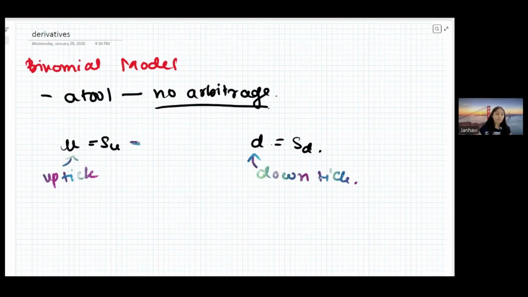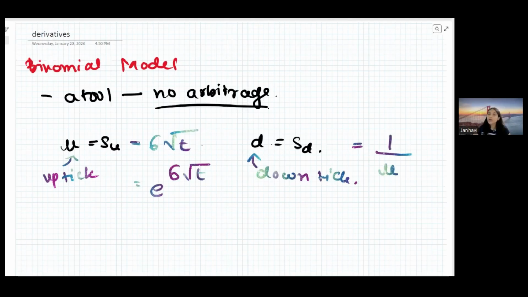The formula for the uptick is standard deviation into root of t. Whatever value you get, you take the exponential of that. So it is exponential of standard deviation into root of t. Once you get this, you have the value of the uptick. After that, use that same value of the uptick and just do 1 by x, and you will get the value of the downtick. Learning this means 1/4 of the concept is done.